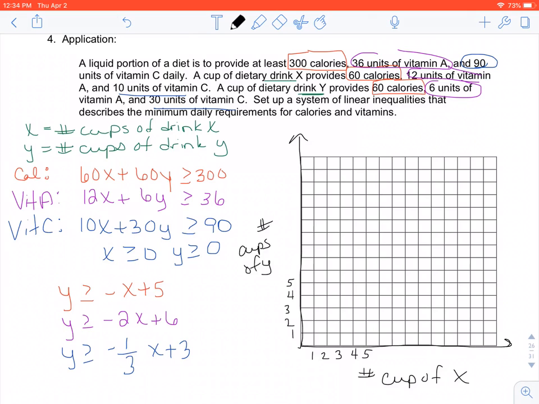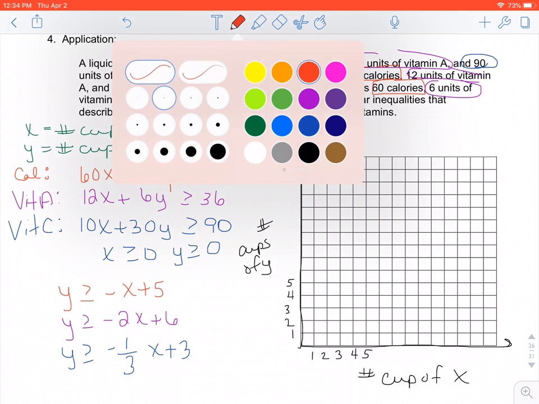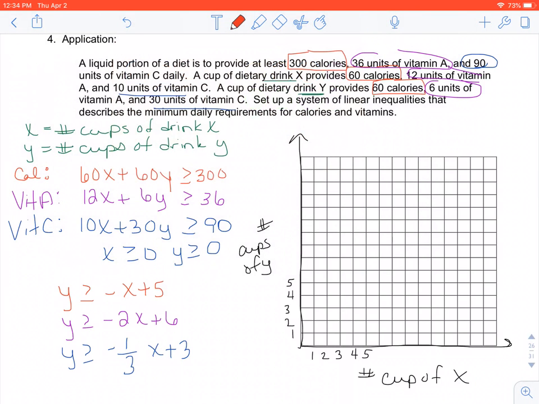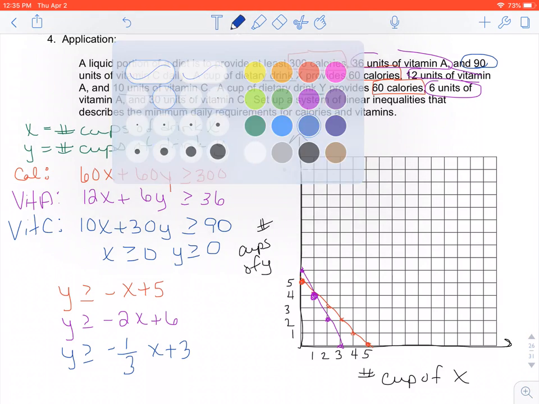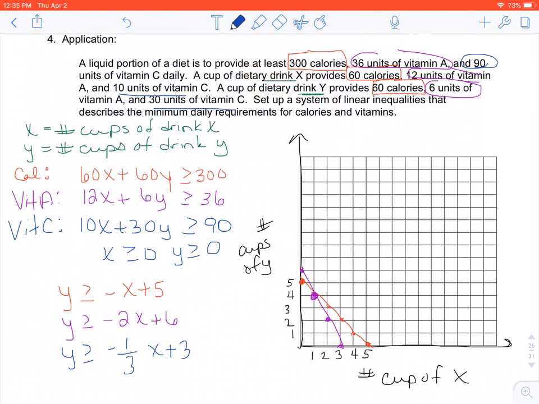If we had bigger numbers, we might have to count by 2s. Sometimes we might have to count by 5s. But in this case, those numbers are pretty small. And then we're going to graph it. So the first one goes up to 5 and has a slope of negative 1. The second one goes up to 6 and has a slope of negative 2, so they intersect. And then the last one has an intercept of 3 and a slope of 1/3, and they also intersect.